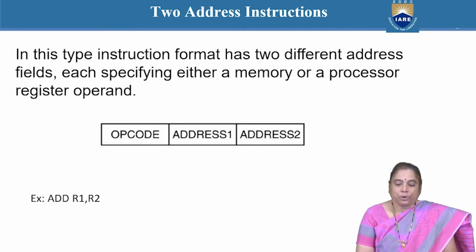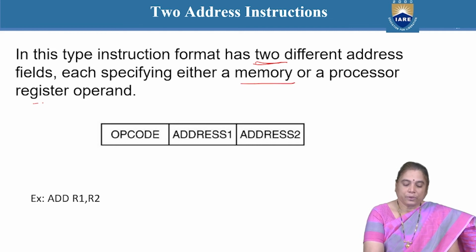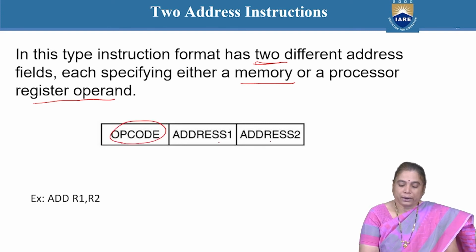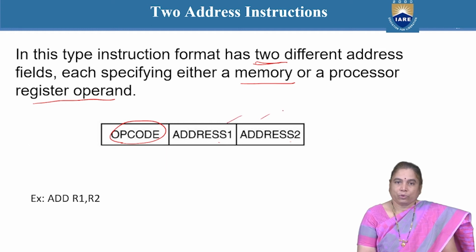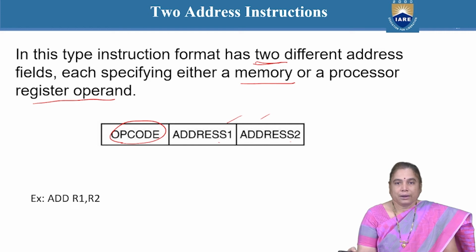Next category is two address instructions. In this type, the instruction format has two different address fields, each specifying either a memory or a processor register operand. So here after the opcode, two addresses can be specified, address 1 and address 2. These two first act as the sources, and address 1 can itself act as the destination.